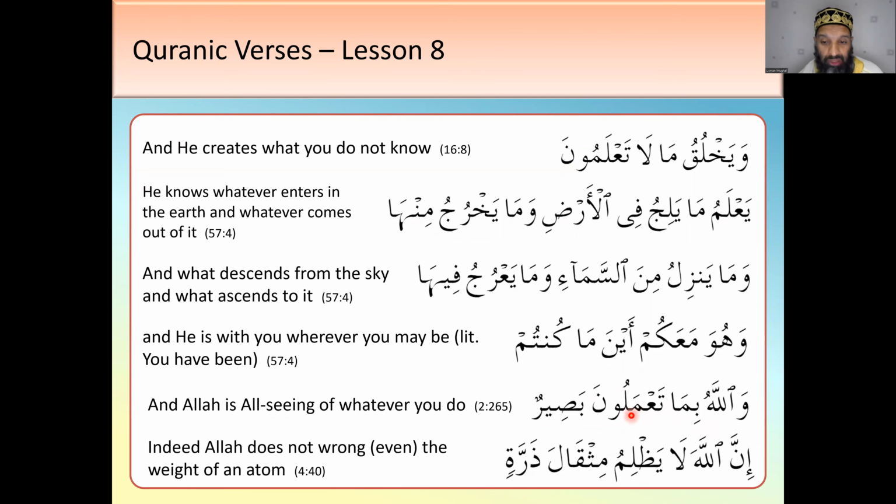Ta'maluna, you all do. Amala means to do. Ta'maluna, you all do. Basir, all seeing. So, and Allah, with what you all do, basir, and Allah sees whatever you do. Yes.